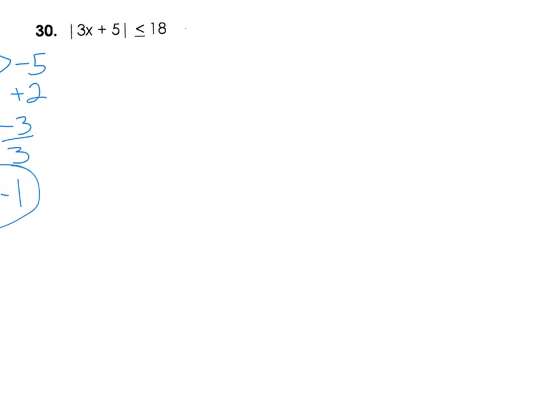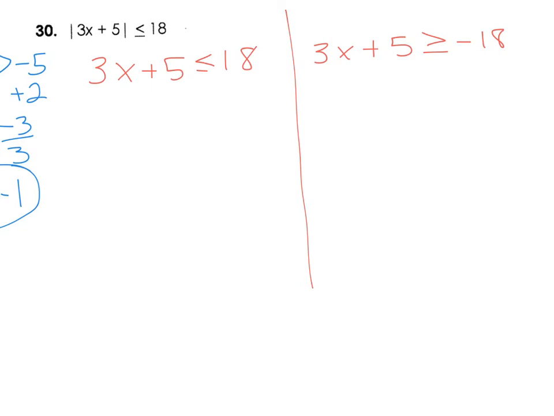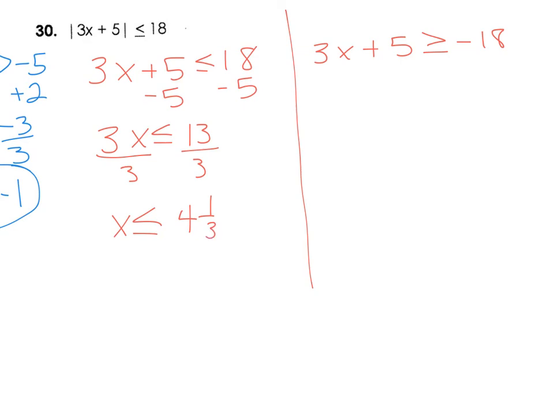My 2 equations are going to be 3x plus 5 less than or equal to 18, and the other one is going to be 3x plus 5 is greater than or equal to negative 18. Starting with the one on the left, minusing 5 from both sides gives me 3x less than or equal to 13. Divide by 3. x is less than or equal to 4 1/3.